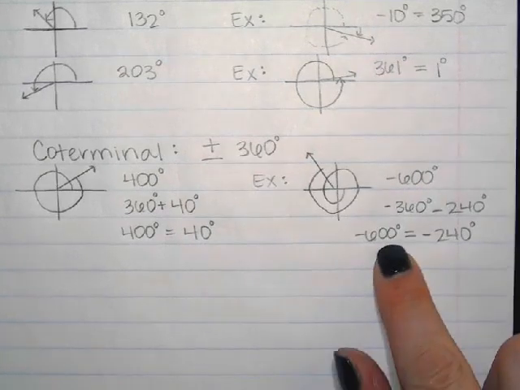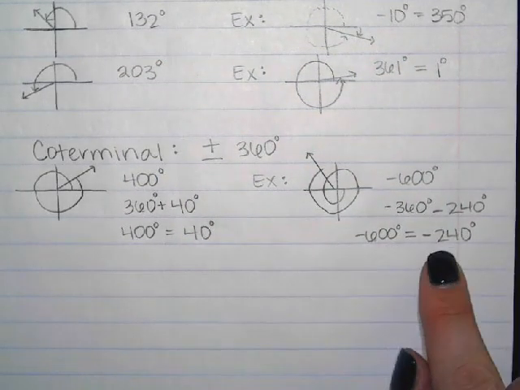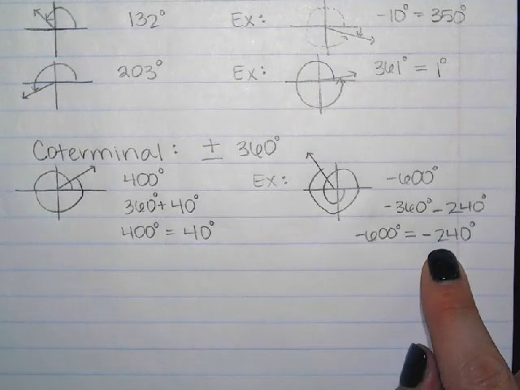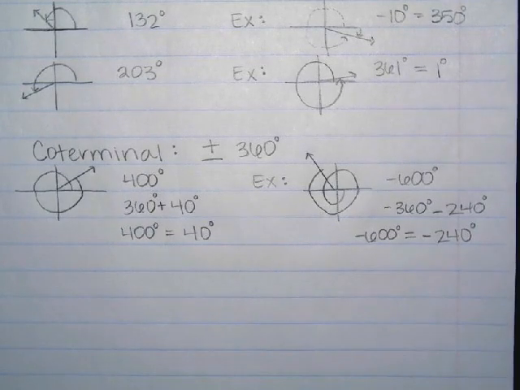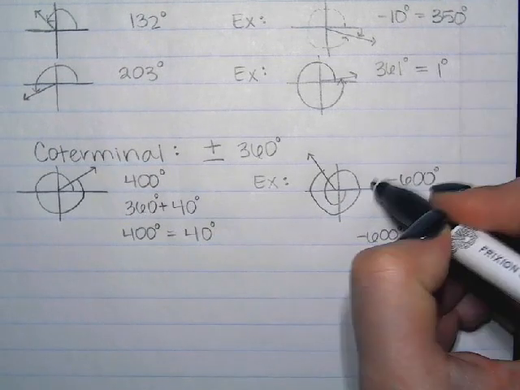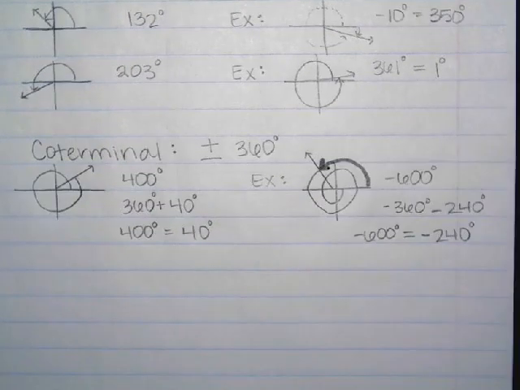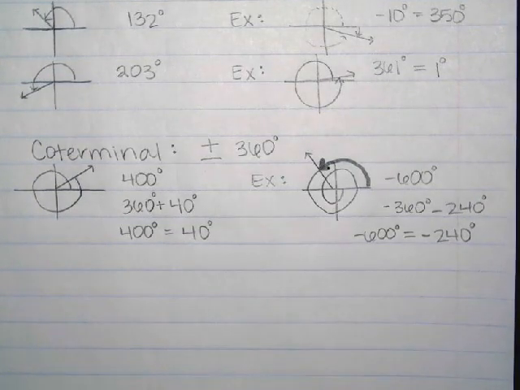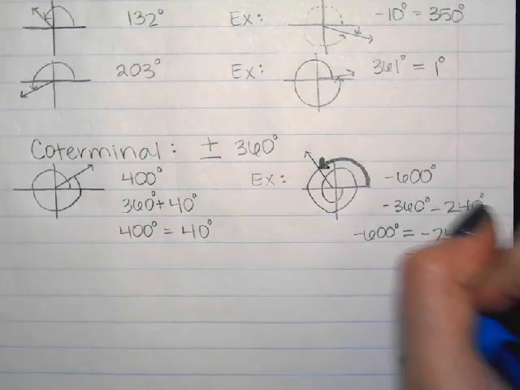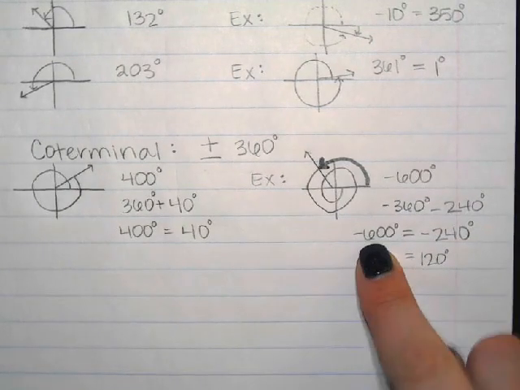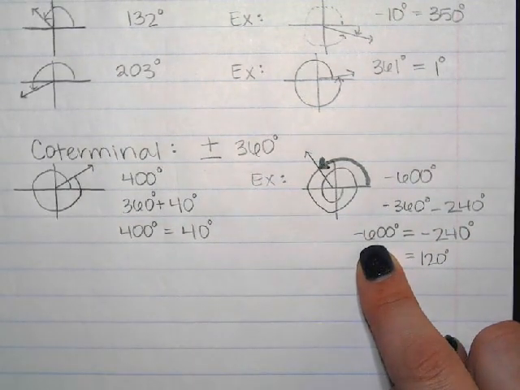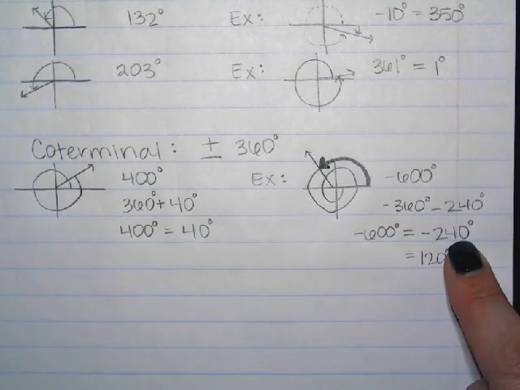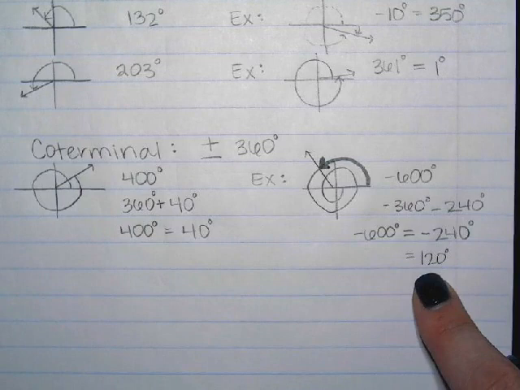So what I did is I took negative 600, I added 360 to it, and I got a negative coterminal angle. What would happen if I added 360 again? I would get 120, and 120, hold on one second, 120 is this angle right here, and that would be the positive coterminal angle. So this also equals 120 degrees. So if negative 600 is what I started with, negative 240 is a negative coterminal angle, positive 120 is a positive coterminal angle. Does that make sense?